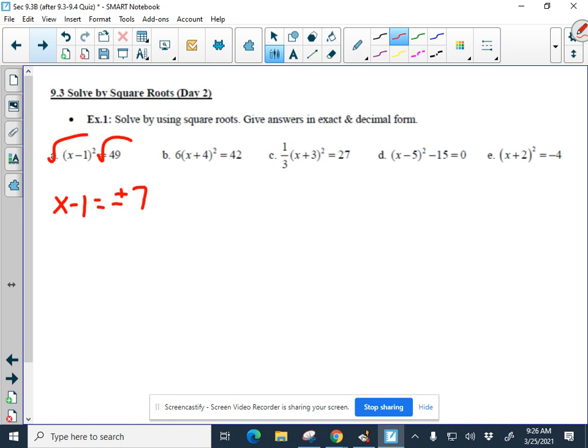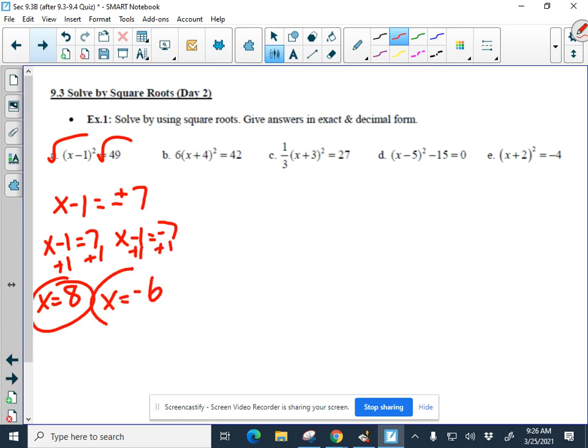But now what you do is you set up 2 equations. X minus 1 equals 7, and x minus 1 equals negative 7, and then you solve it. You add 1, and you get one of the answers is x is 8, and the other answer, when you add 1, is x equals negative 6, because negative 7 plus 1 is negative 6. Negative 7 minus 1 is negative 8.